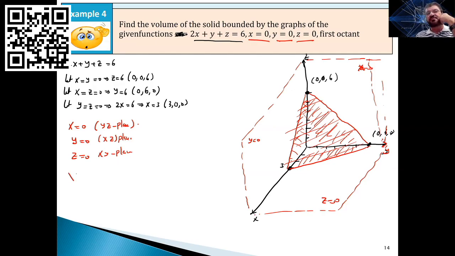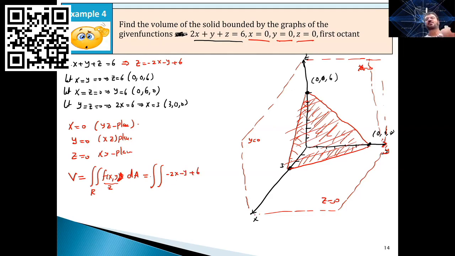How do you find the volume? Very easy. It's the double integral over the region of f of x, y, which you can say is z, dA. Now, what's f of x, y? f of x, y is z. So let's look here, guys. What is z from the question? You have z is equal to what? Move everything to the other side. So it's going to be minus 2x minus y plus 6, isn't it? So this is what's going to go inside. It's the z, which is minus 2x minus y plus 6. That's what goes inside.